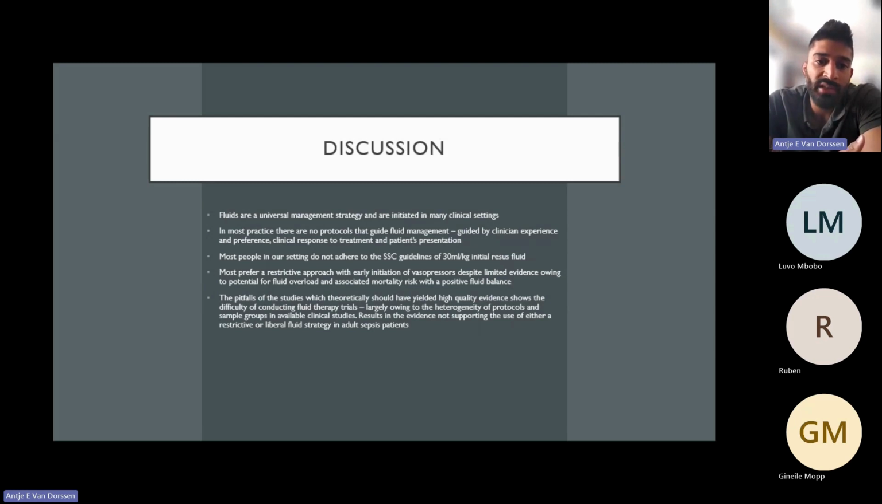The pitfalls of the studies, which theoretically should have yielded quite high quality evidence, show that it's actually quite difficult to conduct fluid therapy trials, and this is largely due to the heterogeneity of protocols and sample groups available in these clinical trials. And this results in the evidence not supporting the use of either a restrictive or liberal fluid strategy in adult septic patients.